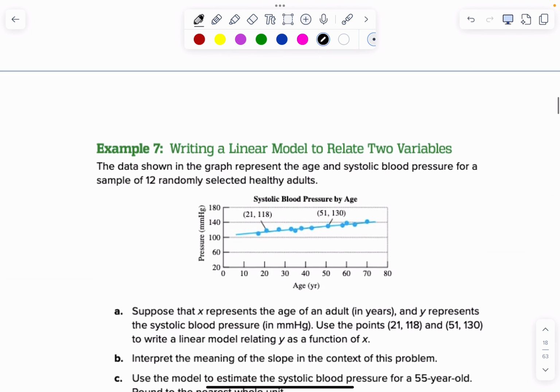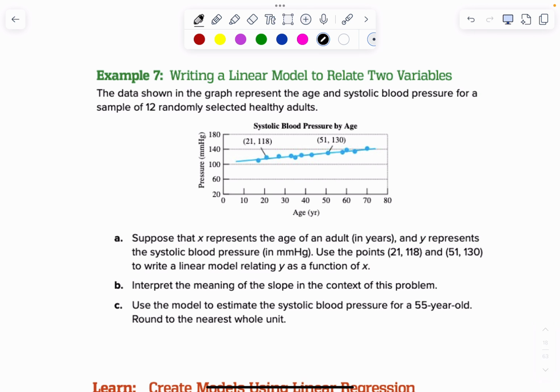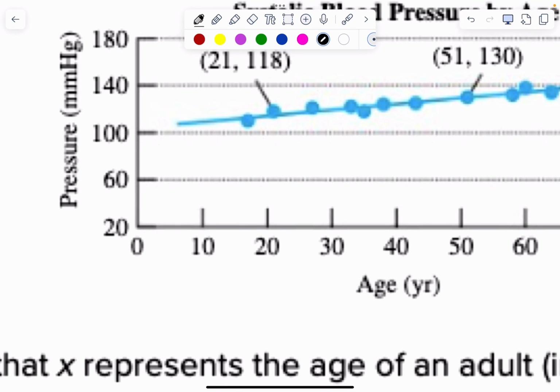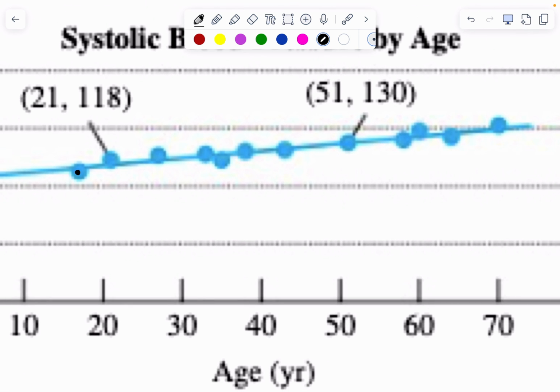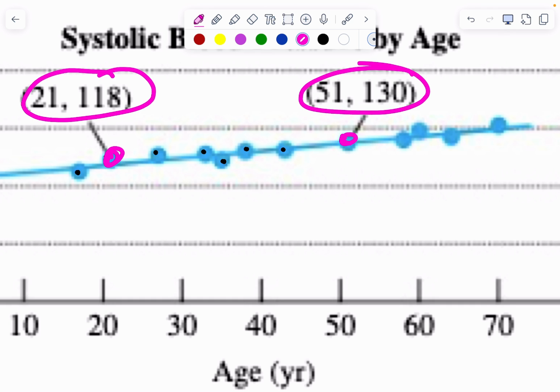All right, let's go on to the next thing. Example 7, writing a linear model to relate two variables. Now, here's the deal. They're going to give you data that does not completely represent a linear function. For example, not all of those dots are perfectly linear, right? You're doing a line of best fit, but they're going to tell you to use this dot and this dot to find a linear equation. If you use two different dots, you will get a slightly different linear equation, correct?